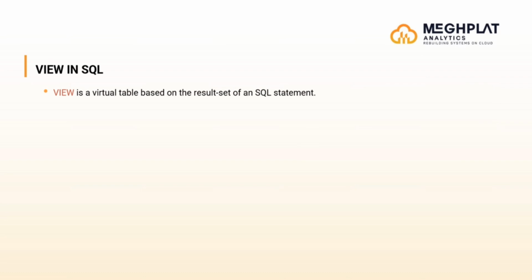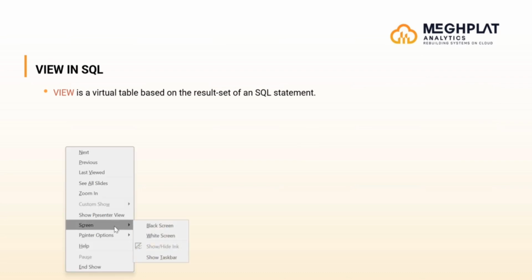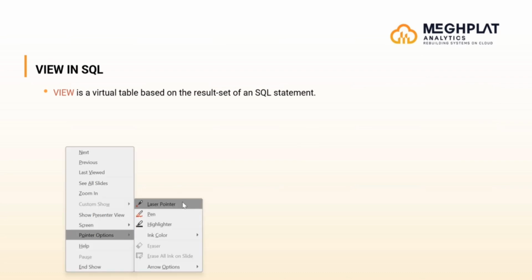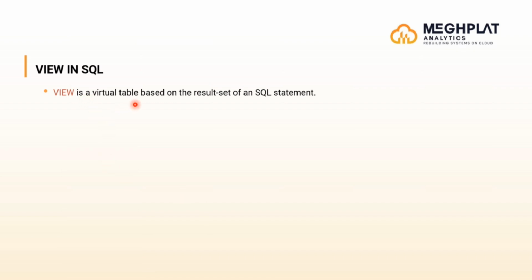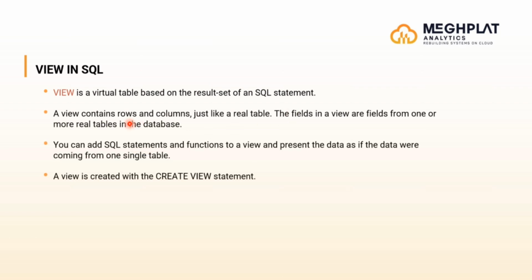The next one is view in SQL. A view is a virtual table based on the result set of a SQL statement. A view contains rows and columns just like a real table. The fields in a view are fields from one or more real tables in the database. We can add SQL statements and functions to a view and present the data as if the data were coming from one single table. A view is created with the create view statement.